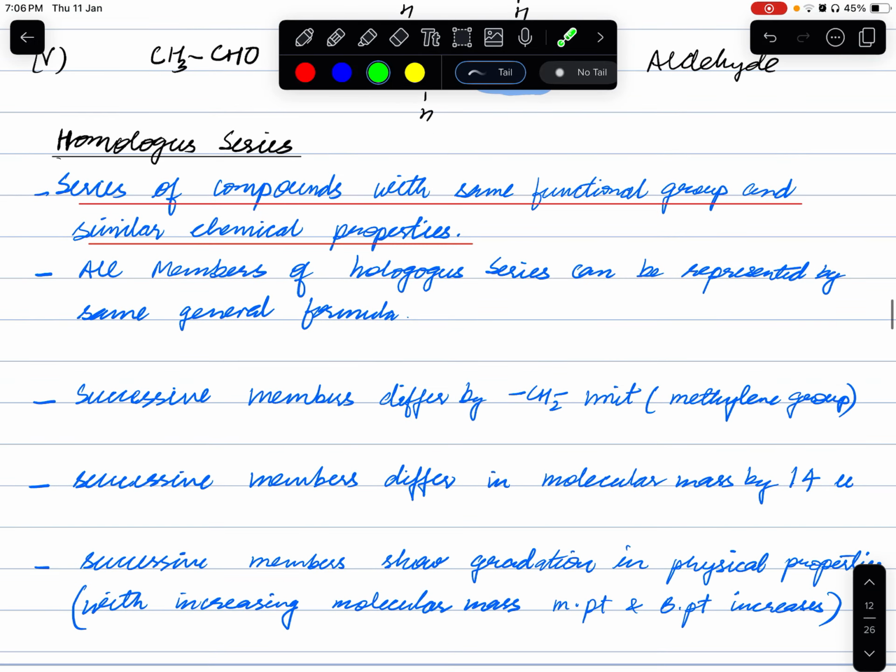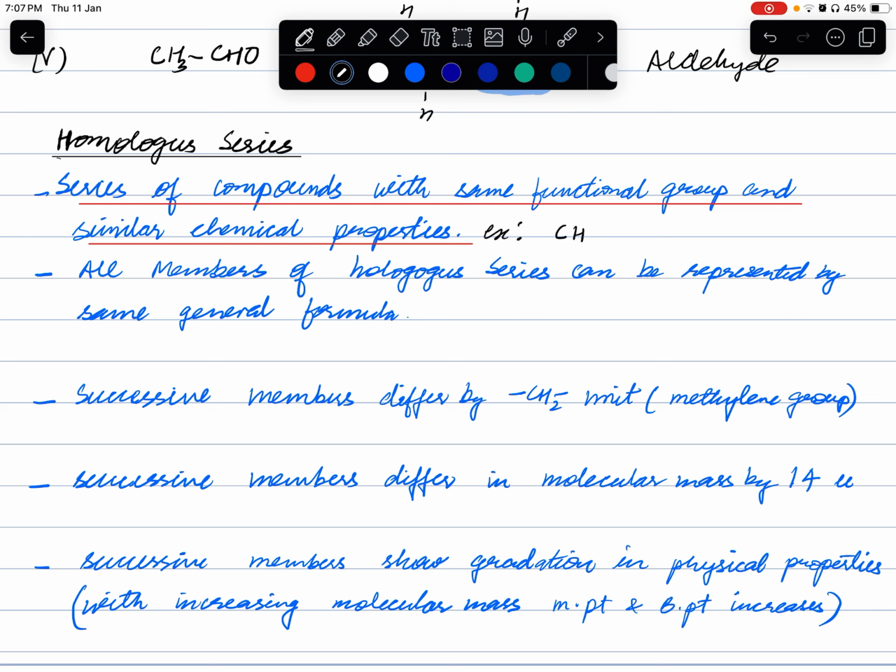Okay. Next topic is homologous series. What is homologous series? Homologous series is a series of compounds with same functional group and similar chemical property. Like for example, we make a table of all alkanes. So that will be homologous series of what? Alkane. So series of compounds with same functional group and similar chemical property. So let us have one example. For example, we have a homologous series of alcohol.